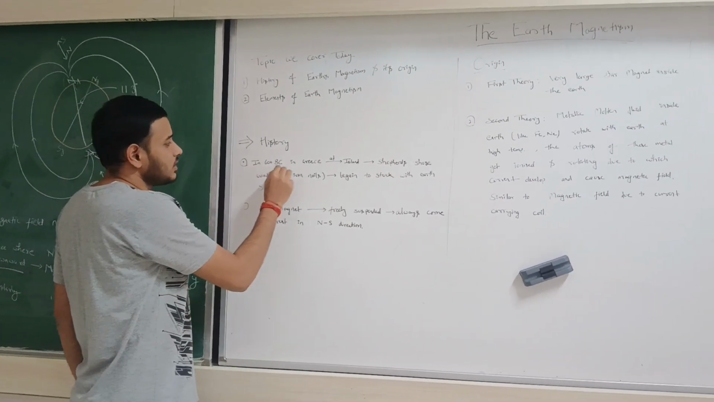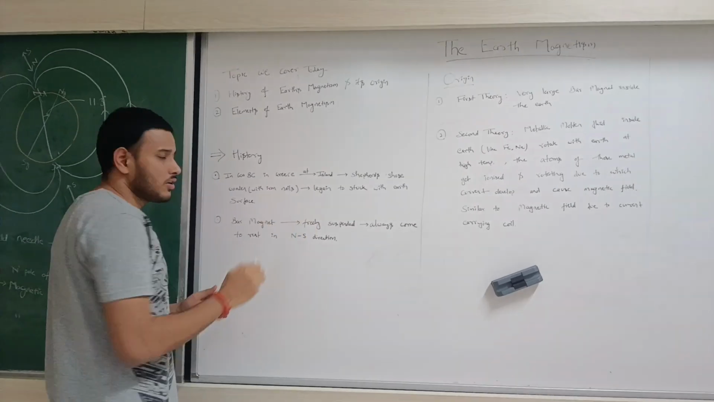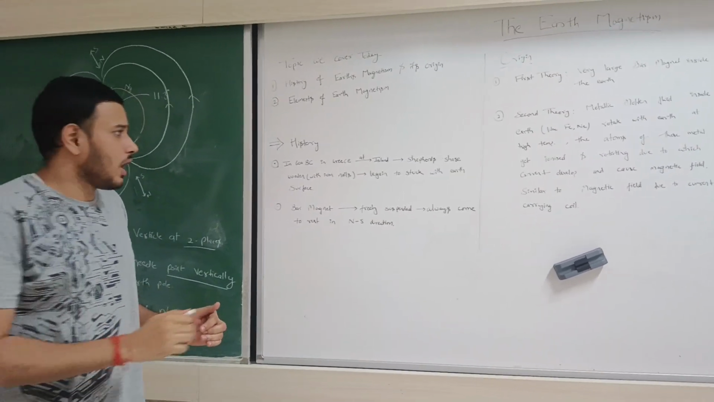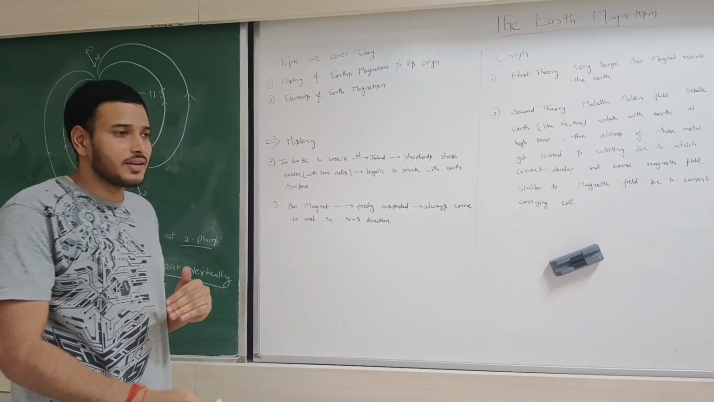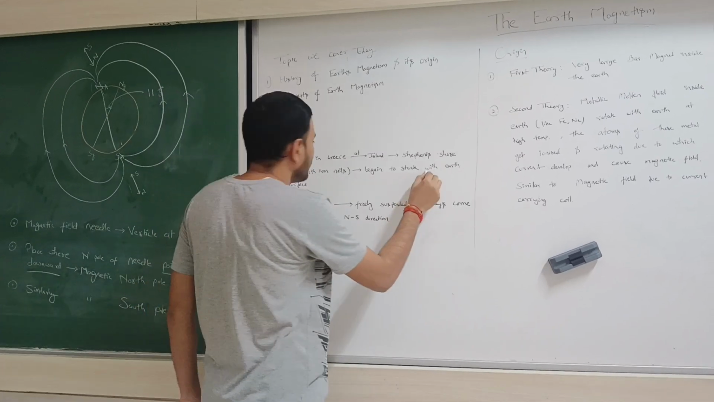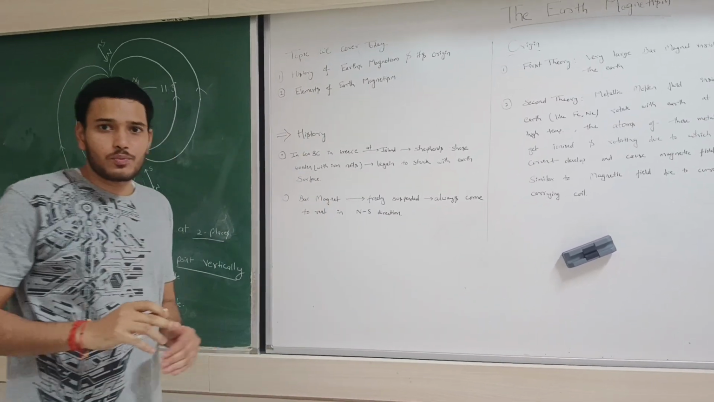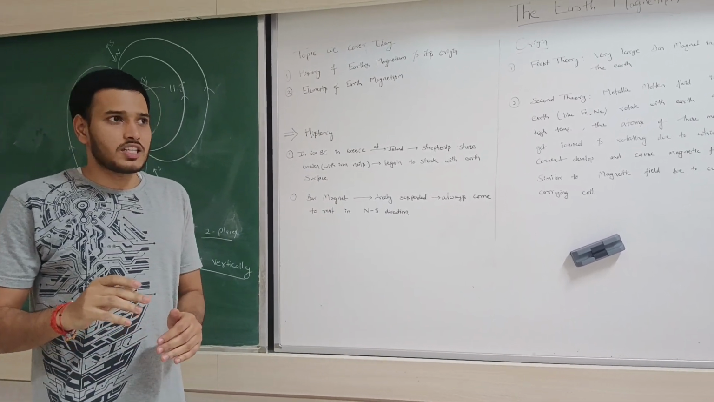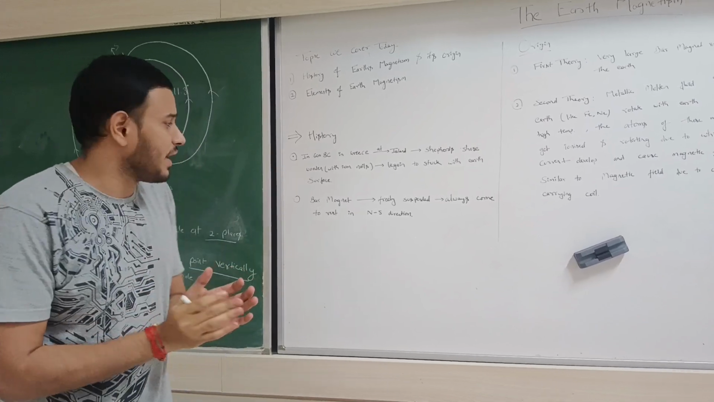In 600 BC in Greece, the shepherds observed that the shoes embedded with iron nails began to stick to the earth surface. That was the first proof that explained that the earth also behaves like a magnet.